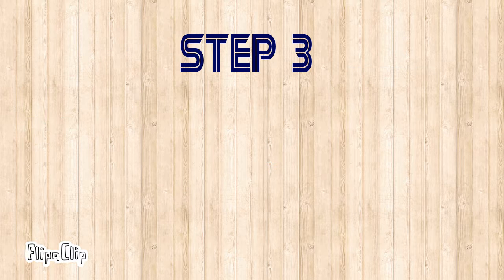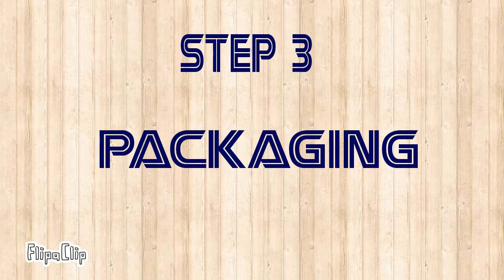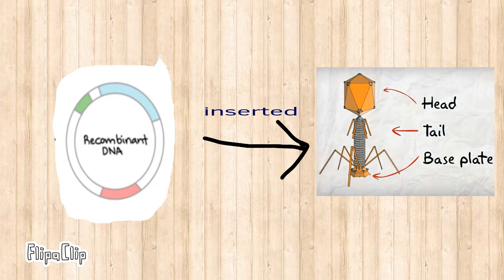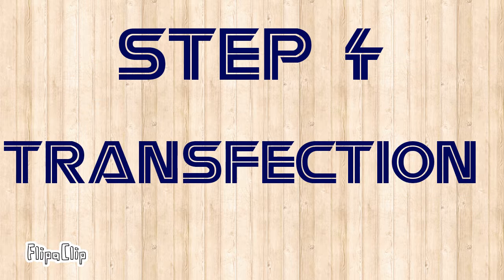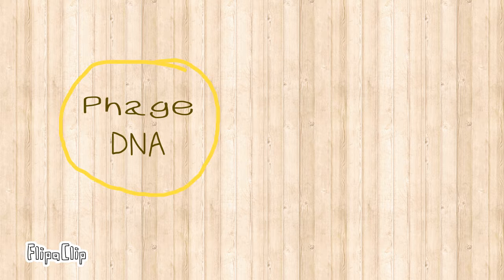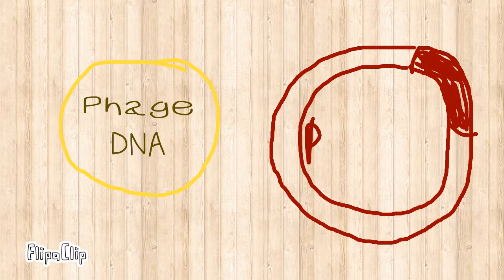Step 3: packaging. This process is to insert recombinant DNA into the bacteriophage. Step 4: transfection. This is the same as transformation, but in this we use phage DNA rather than a plasmid.